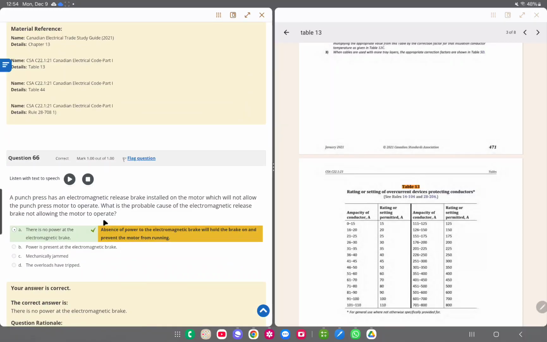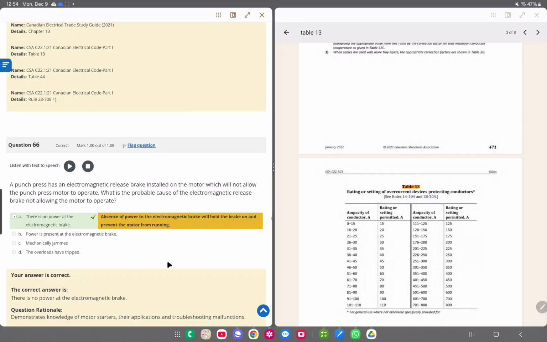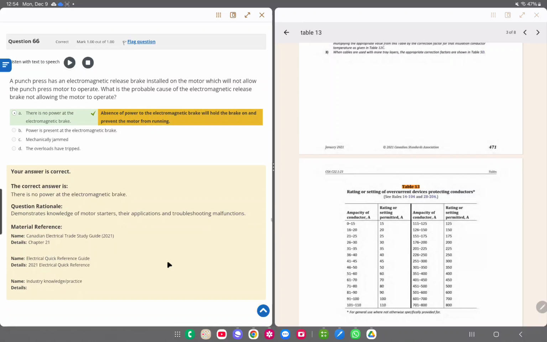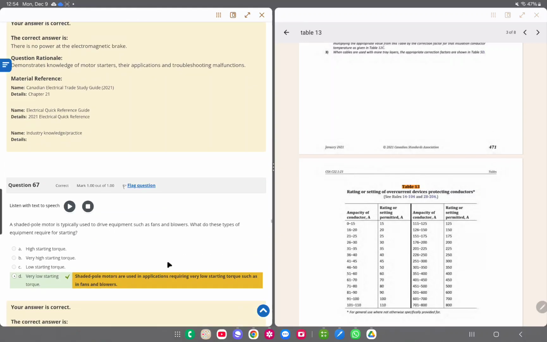A punch press has an electromagnetic release brake installed on the motor, which will not allow the punch press motor to operate. What is the probable cause of the electromagnetic release brake not allowing the motor to operate? There is no power at the electromagnetic brake. Absence of power at the electromagnetic brake will hold the brake on and prevent the motor from running. So the brake needs power to be released. So there's no power to the brake, which is why it won't move.